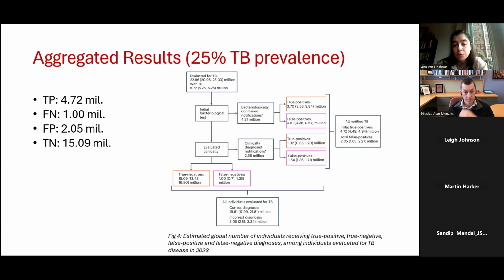All of the other individuals will then be evaluated clinically, and clinical diagnosis will result in an additional 2.56 million TB positive diagnoses. Here you see that you have found another 1 million true positive TB diagnoses, but you also have 1.54 million individuals with a false positive TB diagnosis. So overall, that means 4.72 million people would have a true positive diagnosis, and 2.05 million people would have a false positive TB diagnosis.